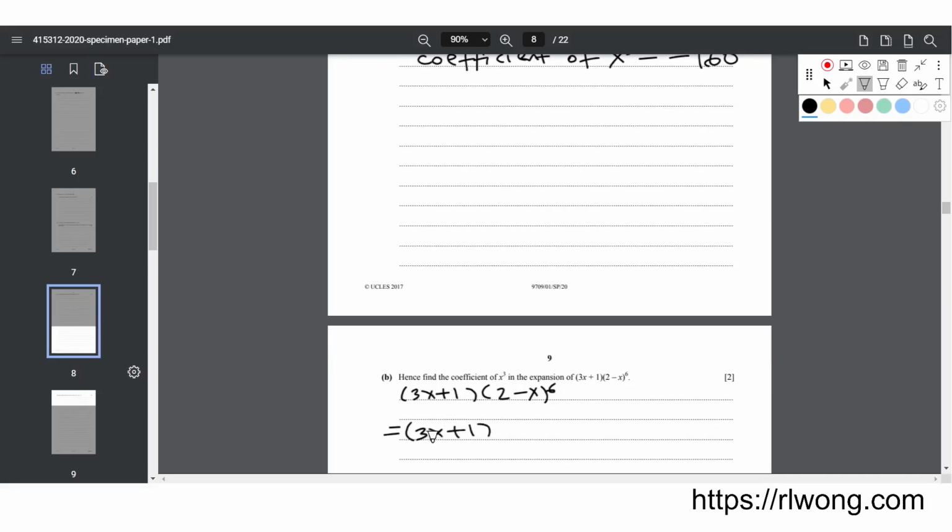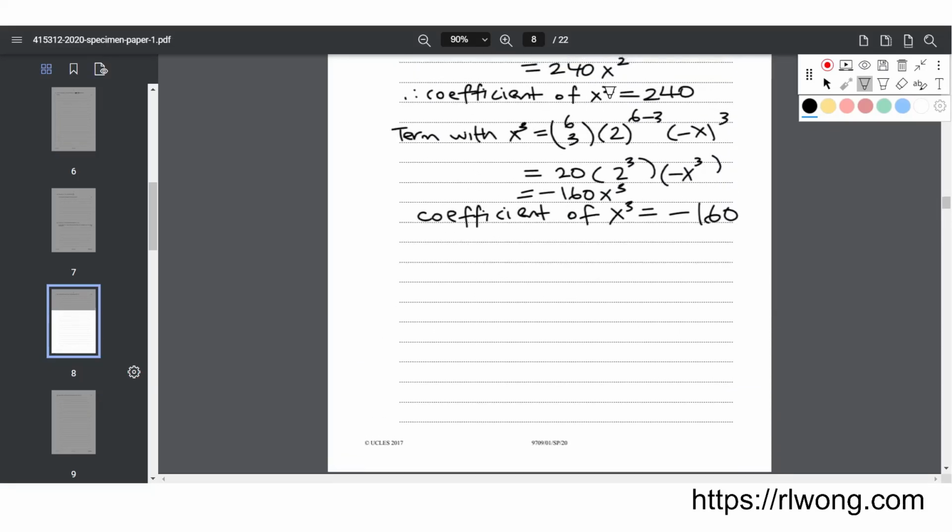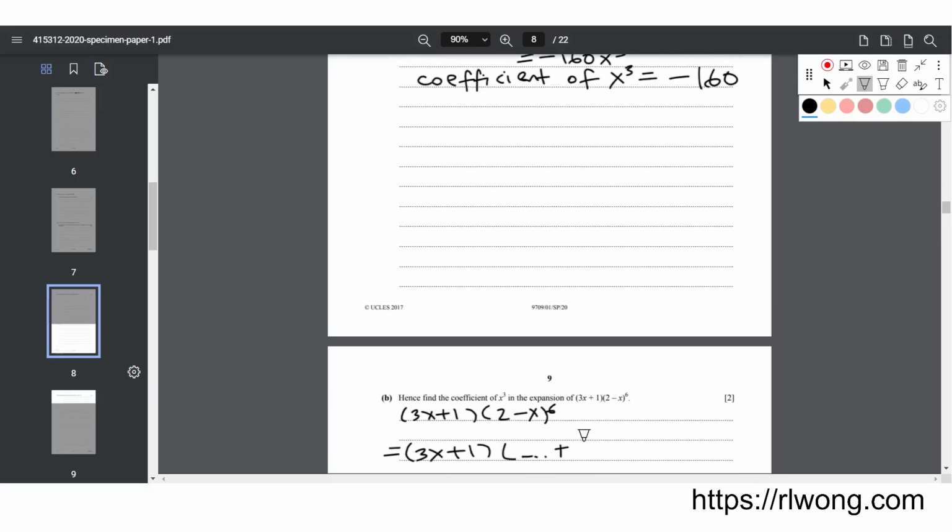If I were to do an expansion, this 3x I need to multiply by a term with x squared to get x cubed, right? So I'll put in 240x squared here. Because I know that when I expand, I'll have something plus 240x squared minus 160x cubed and so on, right?